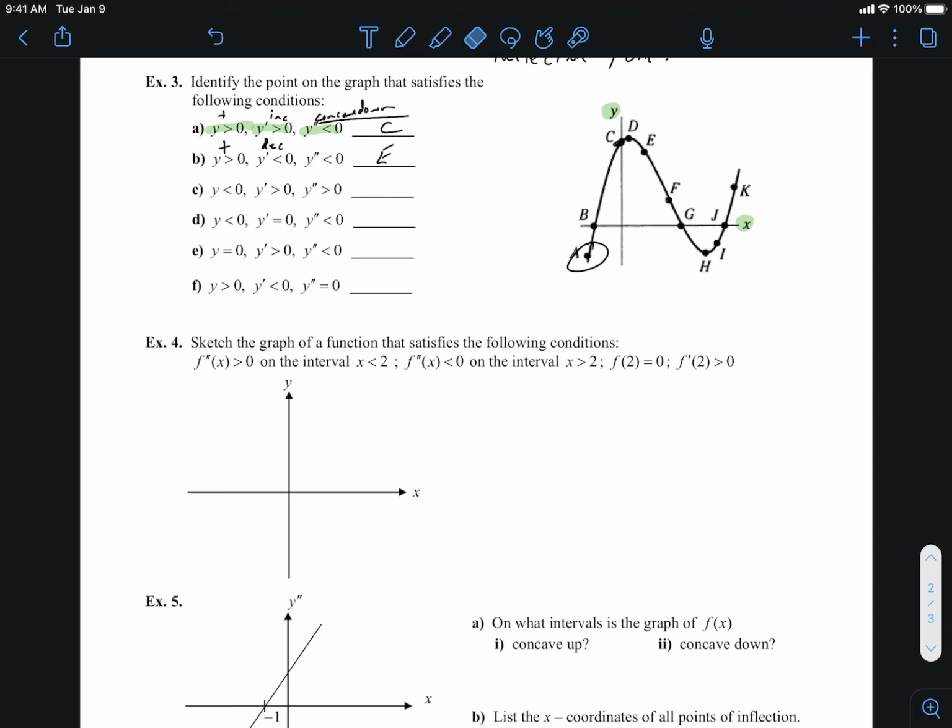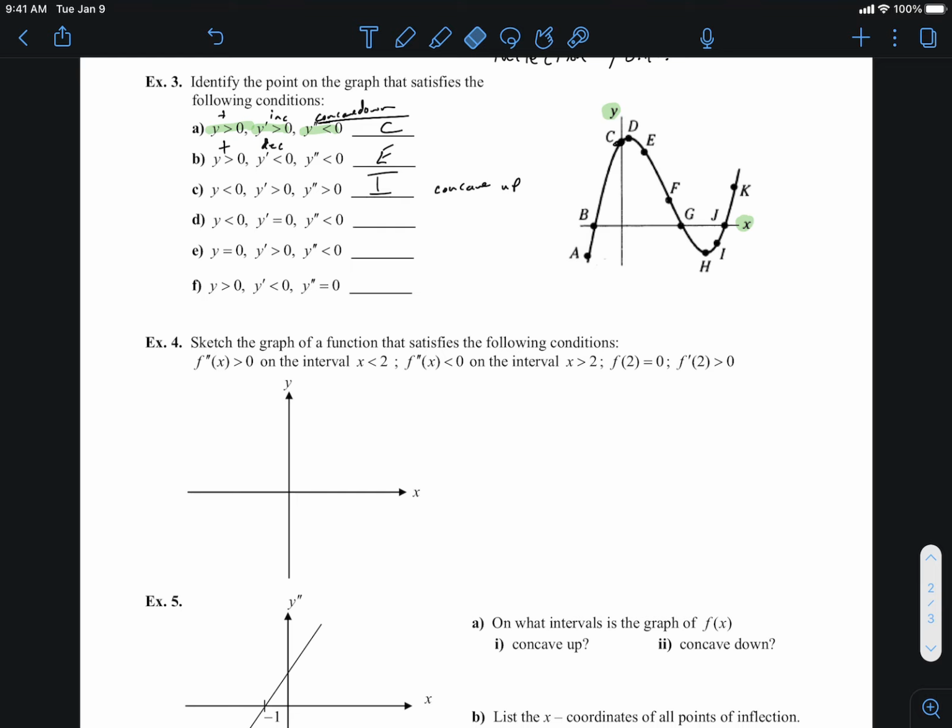I would say I is increasing in slope, and it's also its second derivative. We want this to be concave up. Well, that looks like I. Okay, I would be concave up.